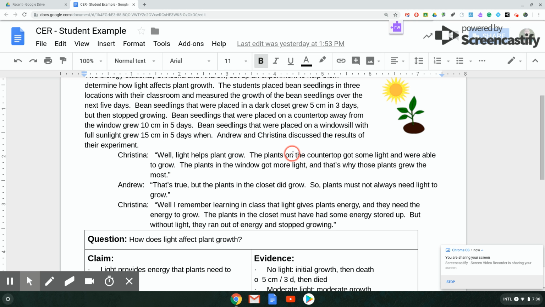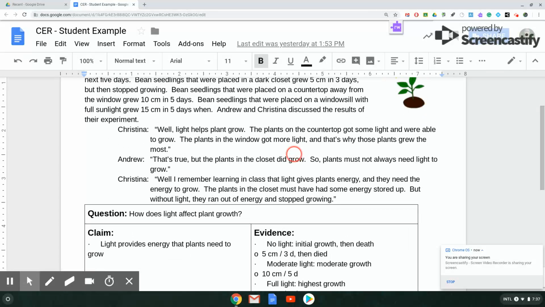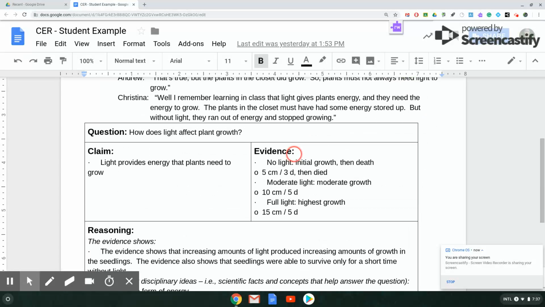In the experiment, they both discussed some of the pieces of evidence regarding how plants grow. Obviously, the plant that had full sunlight on the windowsill for 5 days grew the most. So we know that plants need sunlight, but they don't always need sunlight because we did show growth away from the window as well as in the dark.